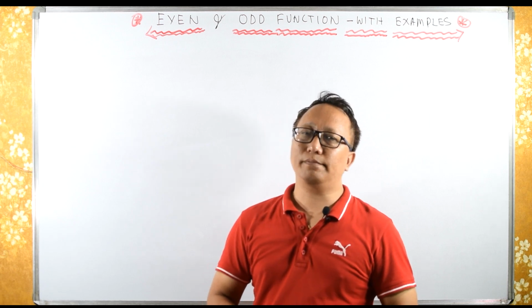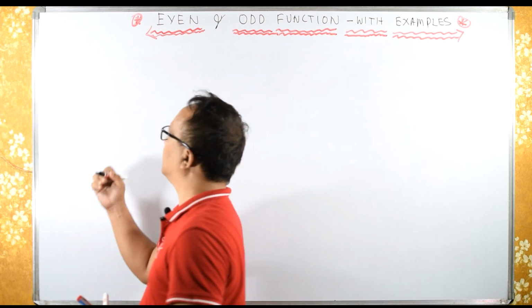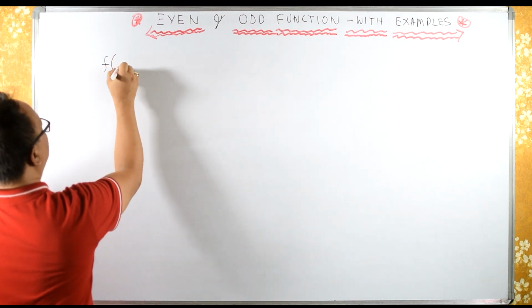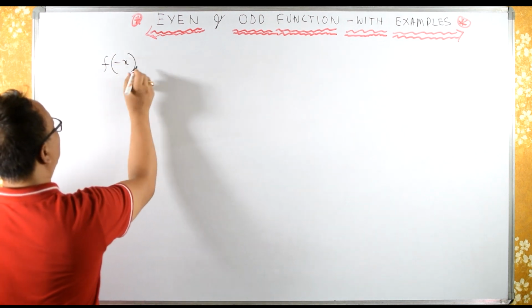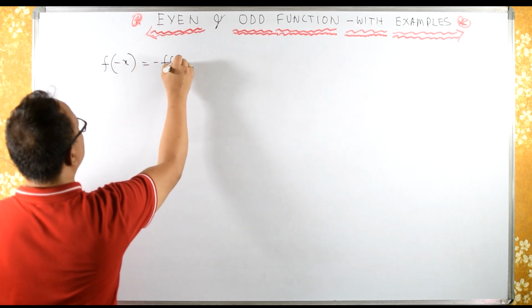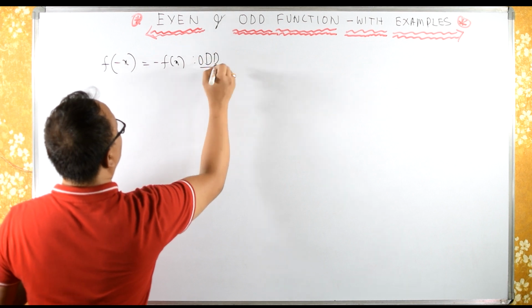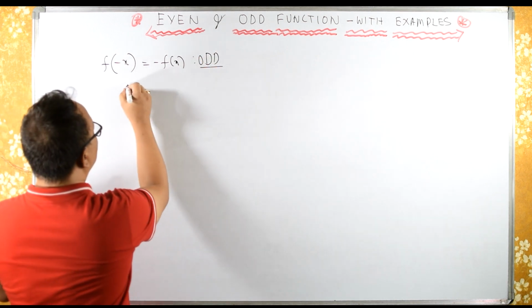Now let's take some examples for odd functions. We know what an odd function means: if f of minus x equals minus f of x, then it is an odd function. Okay, so let's take examples.